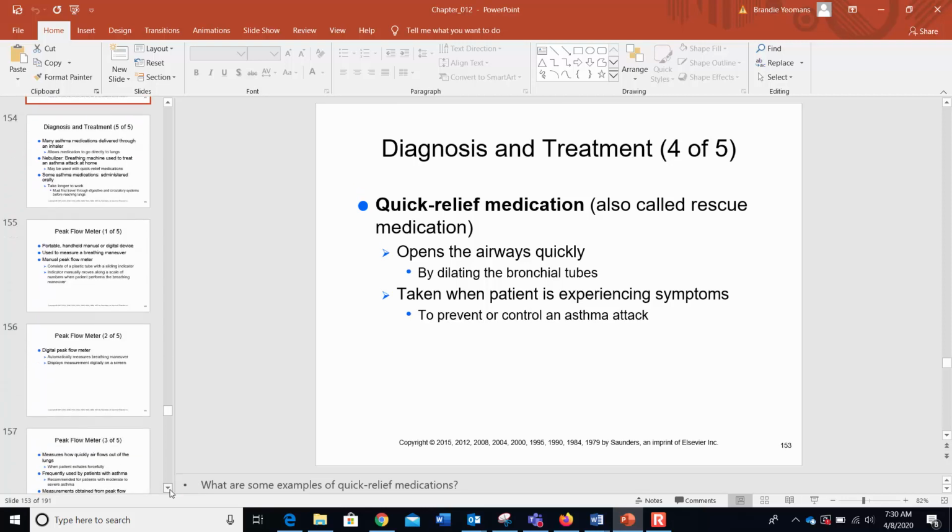Also, patients might be given a prescription for a nebulizer. So this is one of those home breathing machines that patients can do as needed, and sometimes on a routine basis, to help keep those bronchioles and the bronchi good and relaxed rather than constricted.